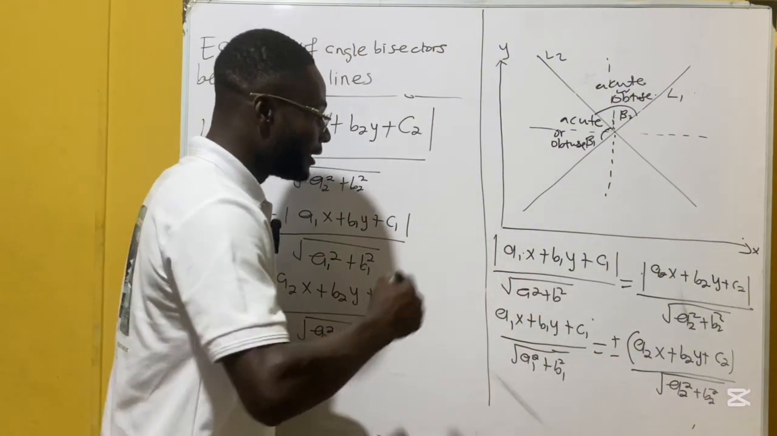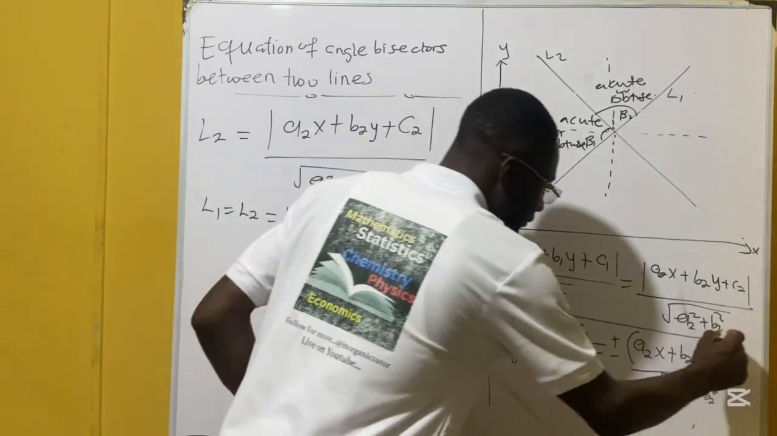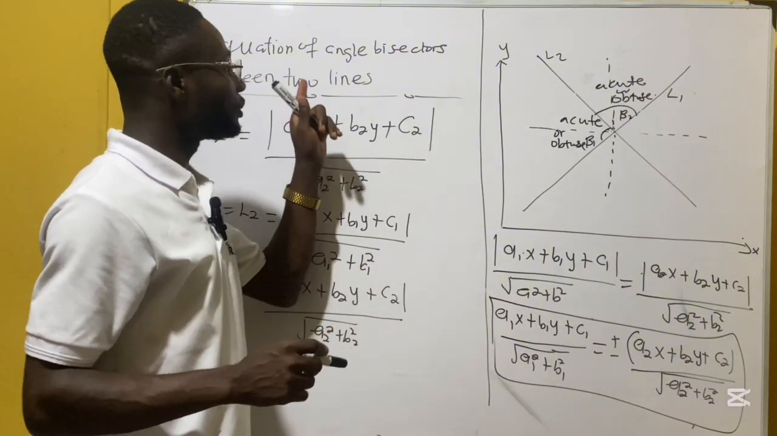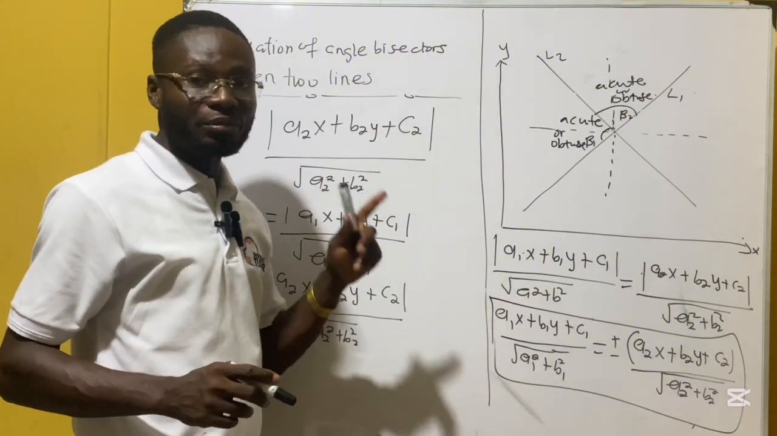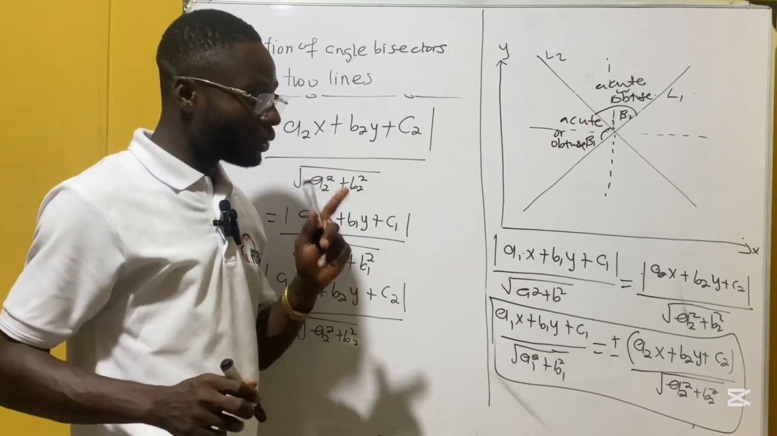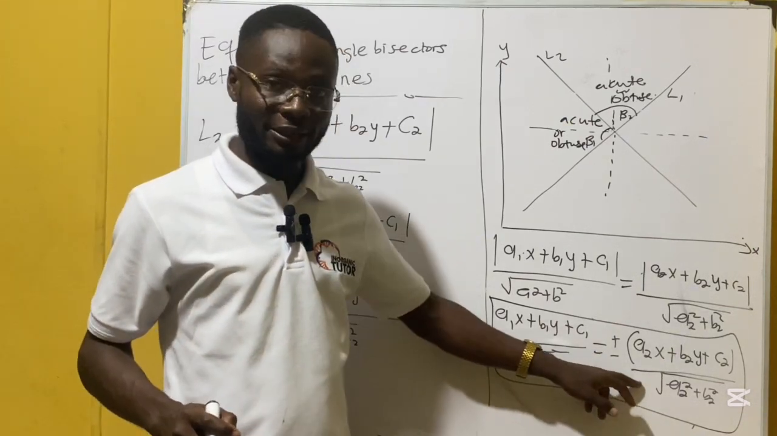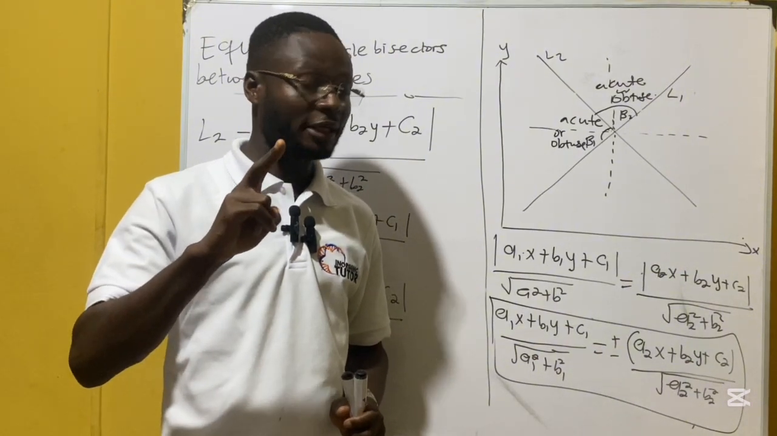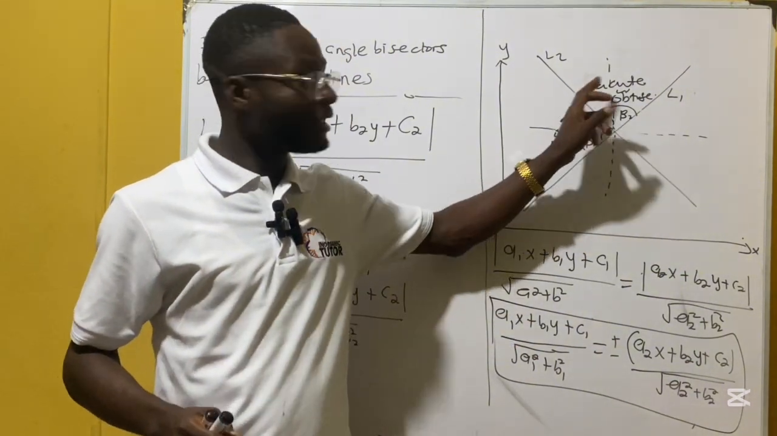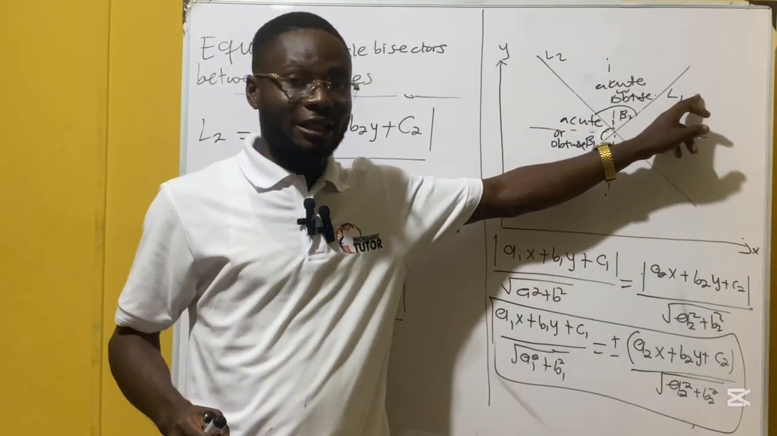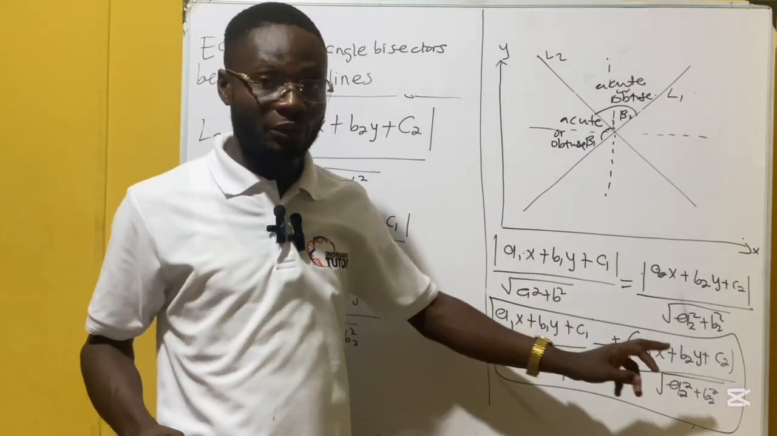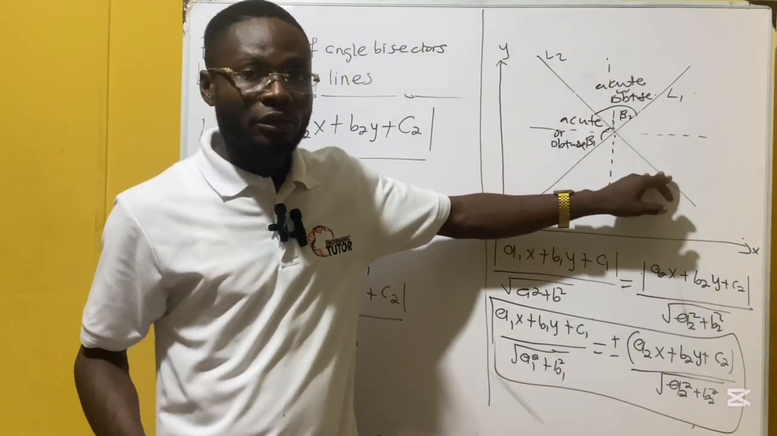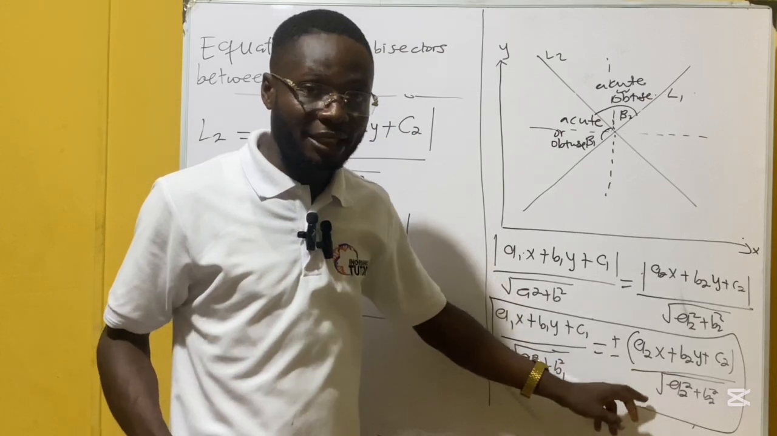Okay, so this is the formula for finding the equation of angle bisectors between two lines. Don't forget, this is plus or minus. So you always have two equations, because you are having two lines. Each line has an equation, a linear equation, right? So that is why we are having plus or minus.